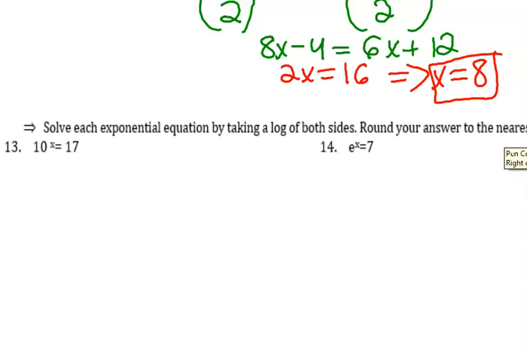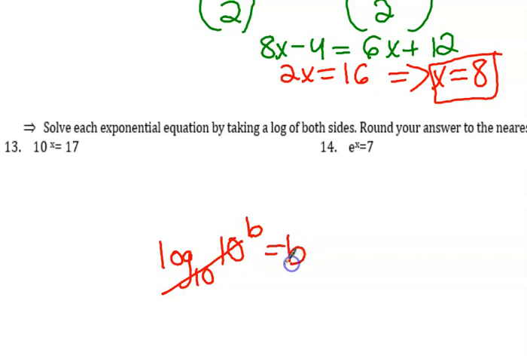So again, let's remind ourselves before. So when you have log 10 to the b, what happens? Well, this cancels out and your answer is b. The same thing is when you have natural log e to the a. These cancel out and then you have a left. So that's our mission, okay?